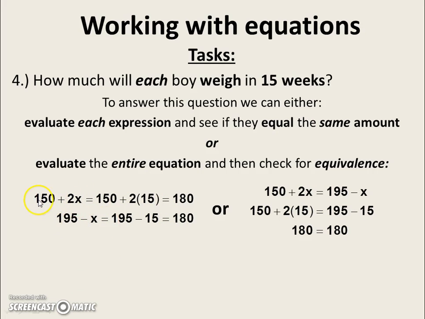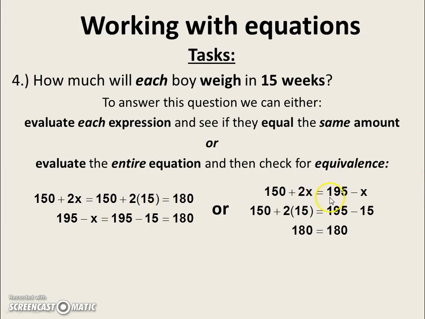So there's our expression, 150 plus 2x, and we're going to evaluate, so we have to substitute that 15 in. So 150 plus 2 times 15 is 30, which is 180. For our second expression, Tyson's expression, 195 minus x, so 195 minus 15 equals 180. So you can see the two expressions do equal the same thing.